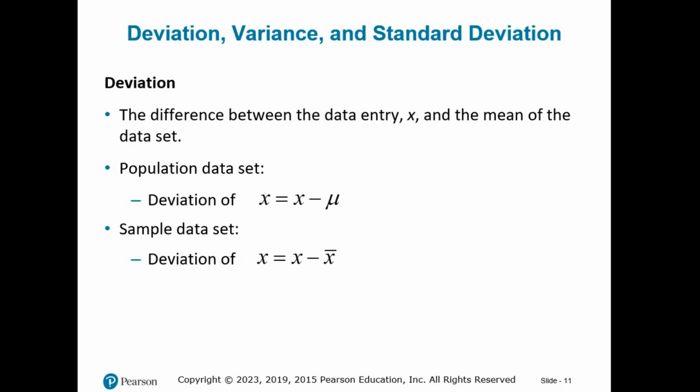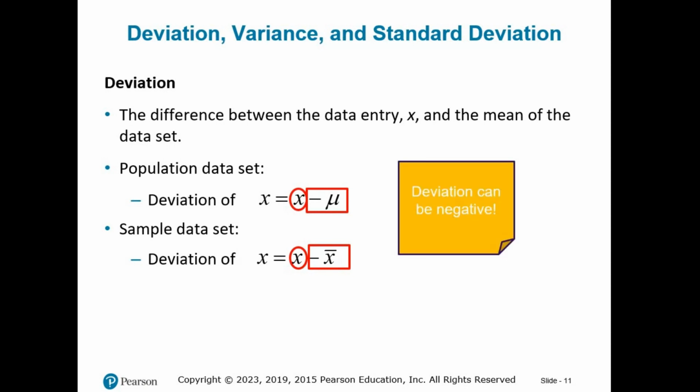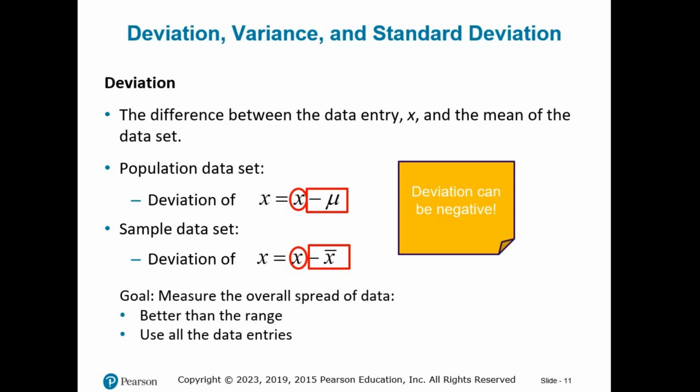A little red flag should be popping up in your minds here. The operation of subtraction is not commutative. The order of this subtraction is important. It's x minus the mean. The deviation can be negative. Our goal here is to measure the overall spread of data. That gives us a better idea of what the range tells us, and that uses all the data entries.